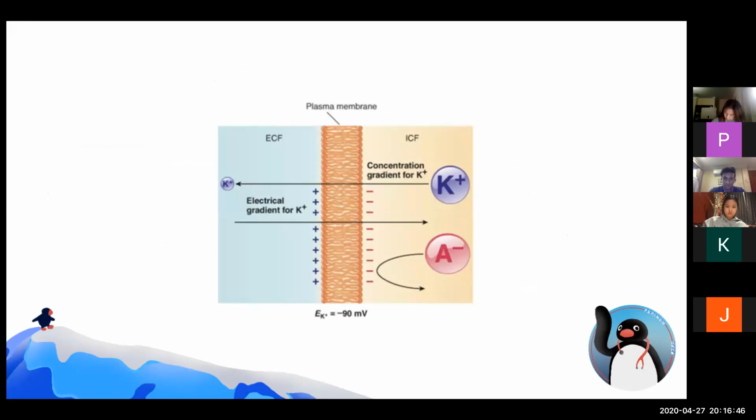Good, so this is what we can see here for potassium at least. Potassium is at a higher concentration in the ICF, the intracellular fluid, and it wants to travel outside. However, the negative protein anions, the giant red A, will hold back some of those potassium ions, and that results in your equilibrium potential.